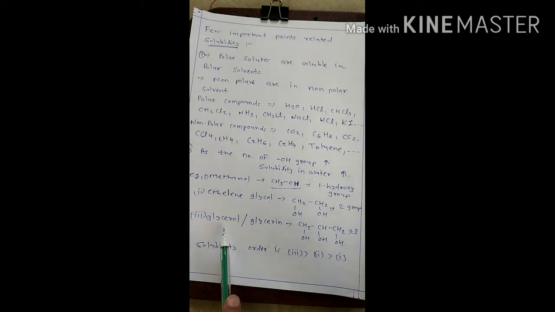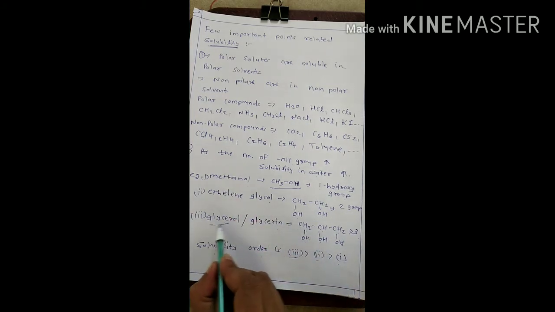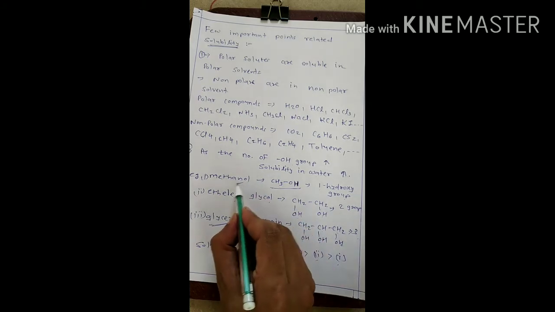And the third one is glycerol or glycerin, CH2OH, CHOH, CH2OH. All three carbons have one OH group on them. So it has basically three hydroxy groups. So the solubility order of these three compounds is third greater than second greater than first. So the most soluble compound in water according to this second point is glycerol, then ethylene glycol, then methanol.